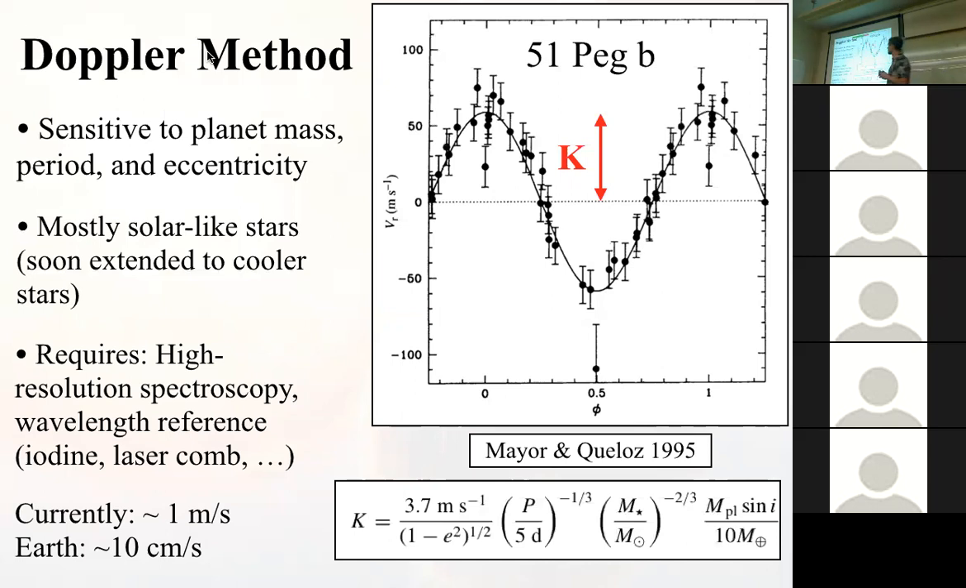It's mostly been applied to solar-type stars, stars quite similar to our sun, but it's also been extended to other stars. And what it requires is high-resolution spectroscopy. So you need an instrument that essentially splits up the light into different wavelengths, and you measure the wavelength shift.